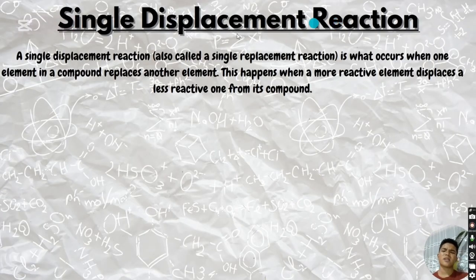Now, what is a single displacement reaction? A single displacement reaction, which is also called a single replacement reaction, is what occurs when one element in a compound replaces another element. This happens because the element that is doing the replacing is more reactive than the one being replaced. So I will give a very basic example with no state symbols or no actual elements. I will only be using the letters A, B, and C.